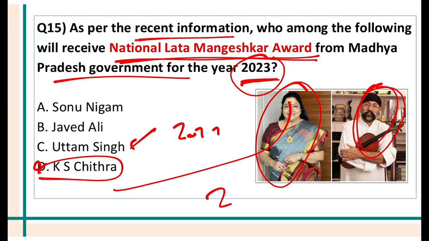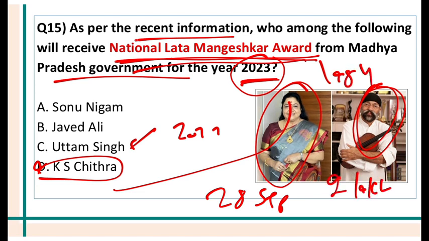This will be given on 28th of September, which is the birth anniversary of Lata Mangeshkar. Lata Mangeshkar was born in Madhya Pradesh in Indore. And that is why this award in the name of Lata Mangeshkar was started in 1984. It carries a cash prize currently of 2 lakh rupees. Lata Mangeshkar also got the Bharat Ratna in 2001, but she passed away in February 2022. The National Lata Mangeshkar Award is given by the government of Madhya Pradesh.